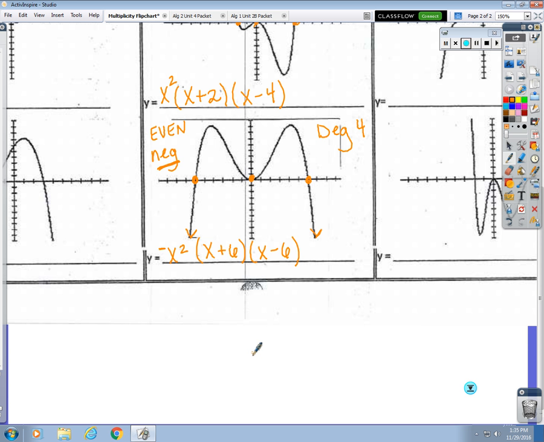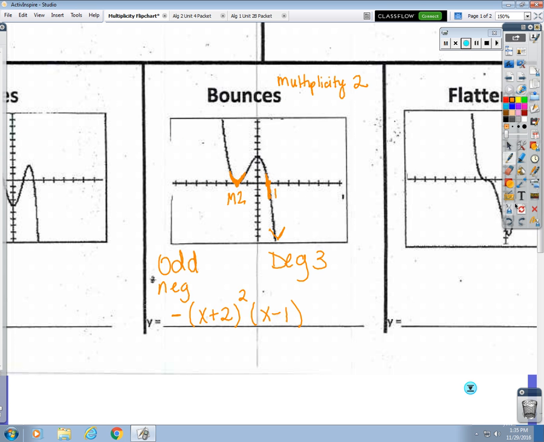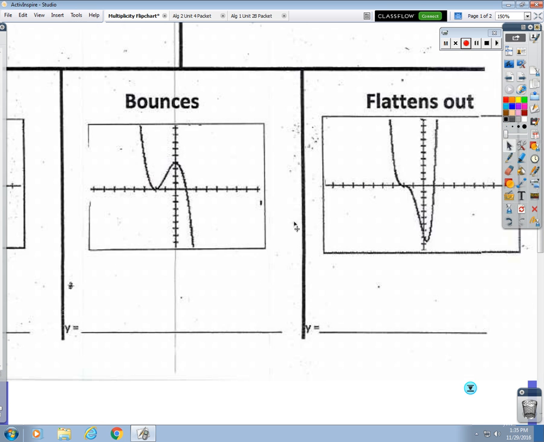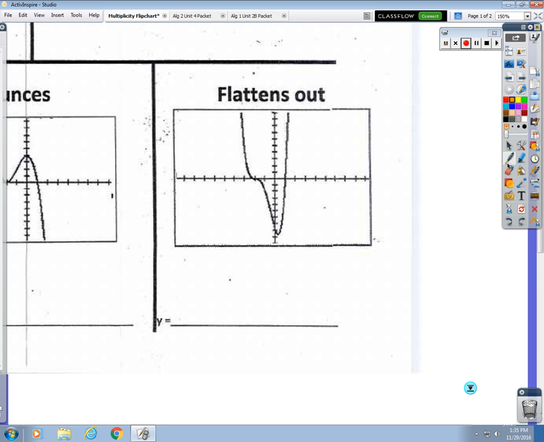All right, let's go to flat. Okay, go back to the front. Get out. All right.